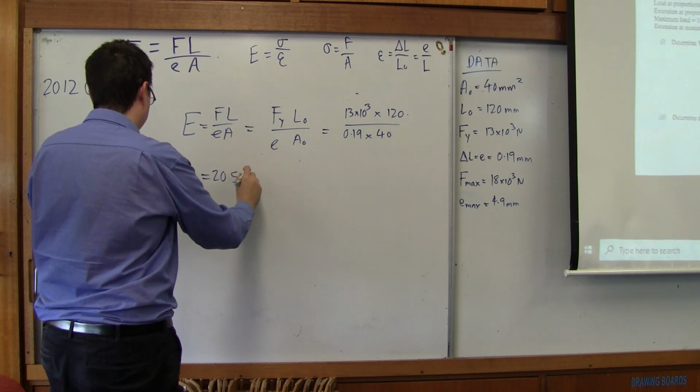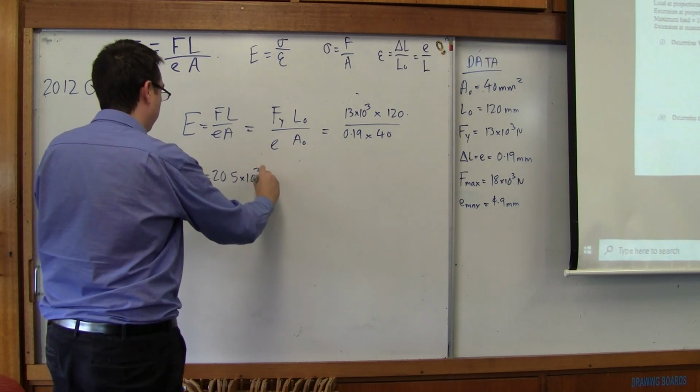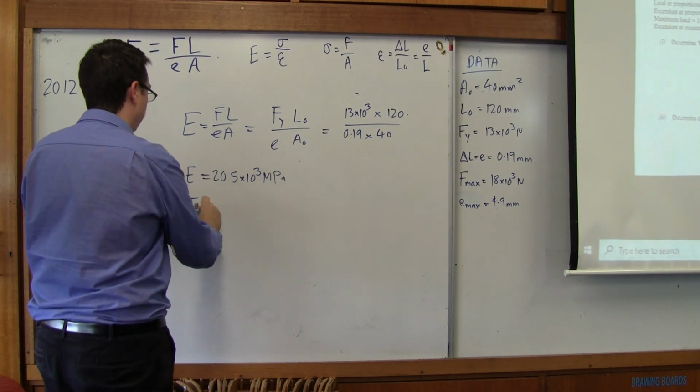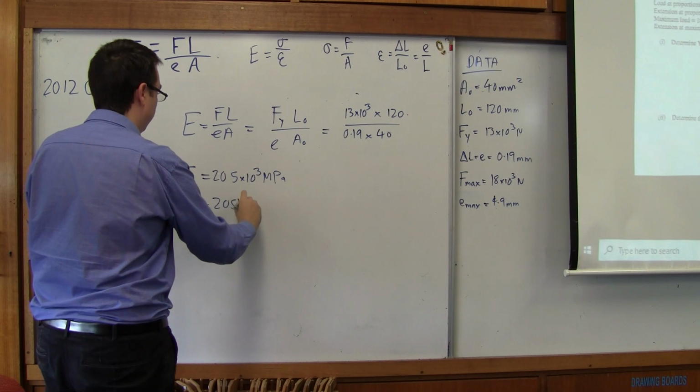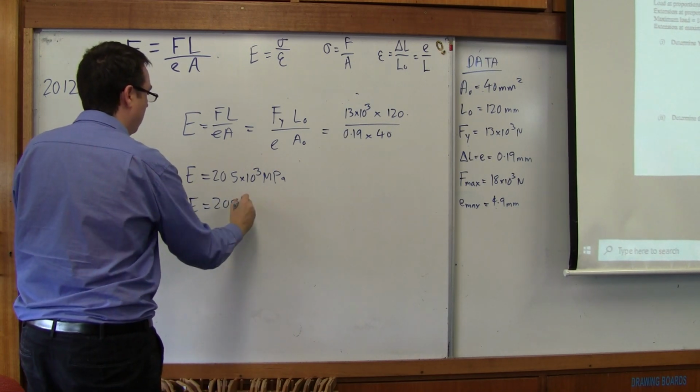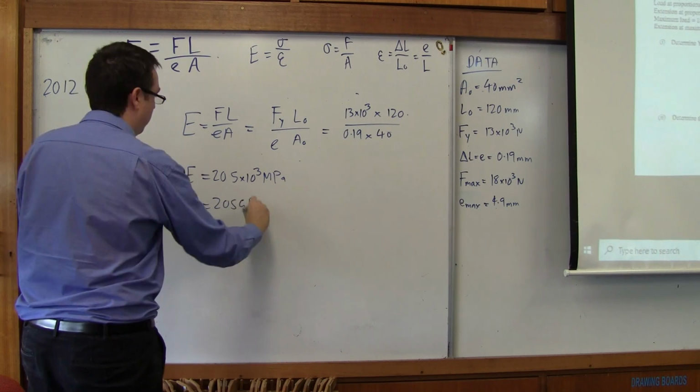equals 205 times 10 to the 3 megapascals, which equals 205 gigapascals. Okay, so that's part I.